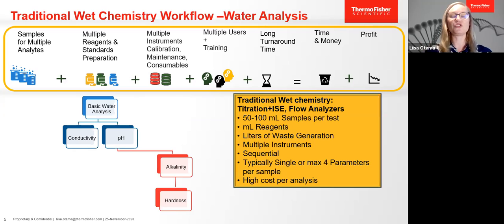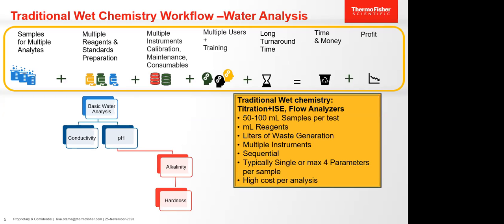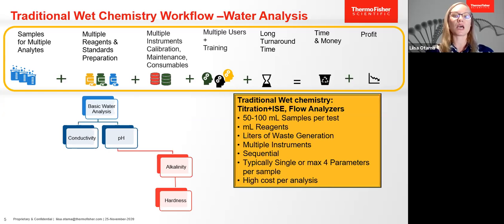Most likely, if you do titration methods, or you have flow analyzers, you would be using maybe up to 100 milliliters of sample per test, milliliters of reagents, and you are generating a lot of waste. Again, multiple instruments, and still you get your results in sequence. So you don't get the results for one sample at the same time, but you get results here and there, depending on all the different tests that you are doing.